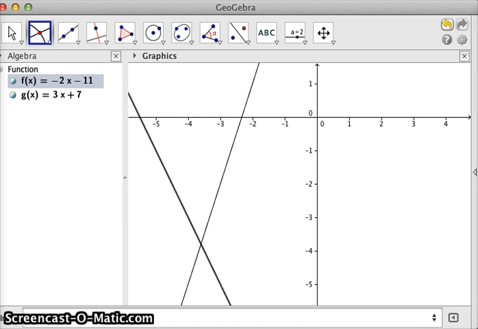We'll put a point where they intersect. Intersect two objects: I'll click on the first line and then the second function. And there they meet at negative 3.6 and negative 3.8. And so we have verified that negative 19/5 is negative 3.8, and that's the correct answer. So there's the graphics side, there's the algebra side. Good luck, hope that helps.